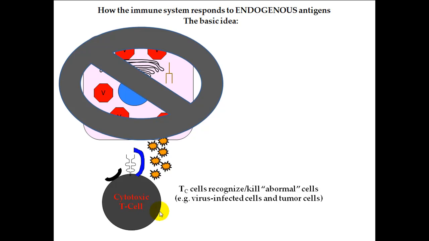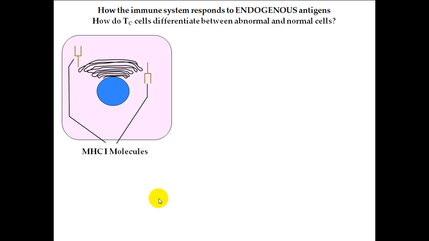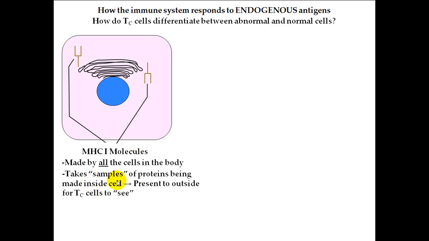The way that cytotoxic T cells are able to tell the difference between a sick cell and a normal cell is these MHC1 molecules. That's the key. Remember, we've mentioned before that all of the cells in our body that have a nucleus, which would be everything except red blood cells, make these molecules called MHC1 molecules. What MHC1 molecules do is continuously sample all of the proteins being made inside of that cell, and show them off to the outside to any cytotoxic T cell that happens to be wandering by. In other words, MHC1 molecules take samples of proteins being made inside of the cell and present them to the outside for a cytotoxic T cell to see.